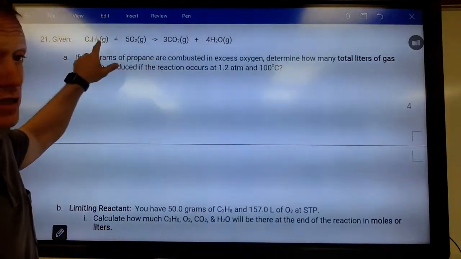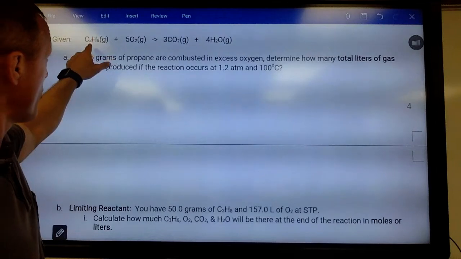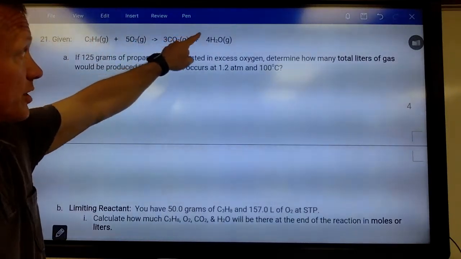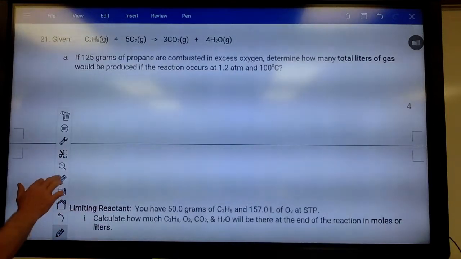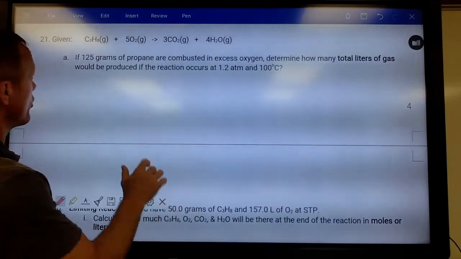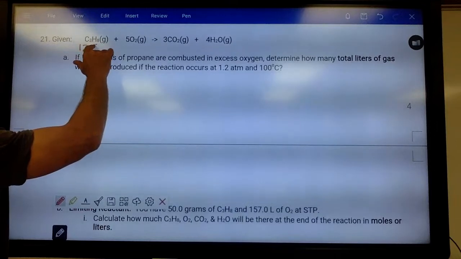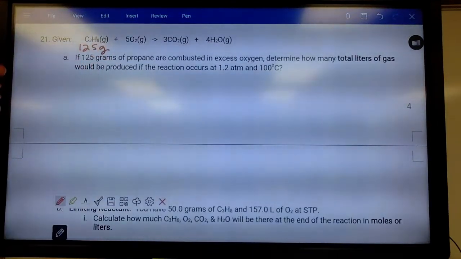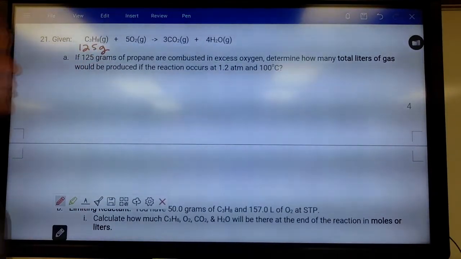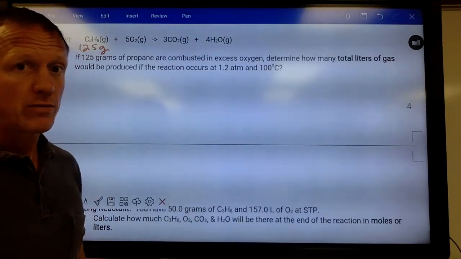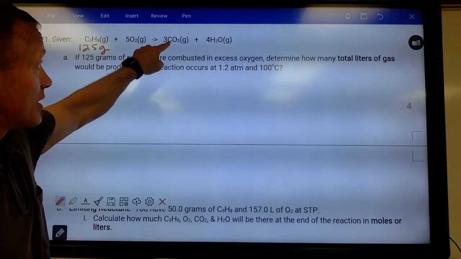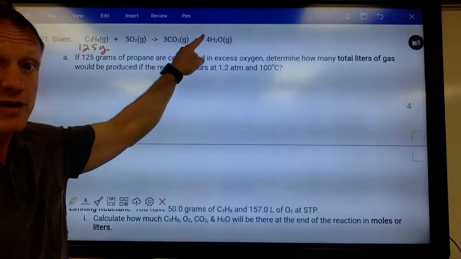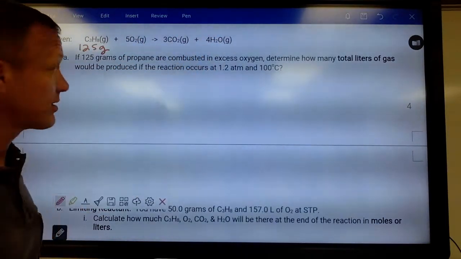So here's your reaction. This is actually the combustion of propane. Notice there's 1 mole of propane for every 5 moles of oxygen, makes 3 moles and 4 moles of those two things. It's telling you that 125 grams of propane is being burned, and we want to know the total liters of gas that would be produced. Oxygen is not being produced, it's being used. Carbon dioxide and water are being made, and they're both gases because it's at 100 degrees Celsius.